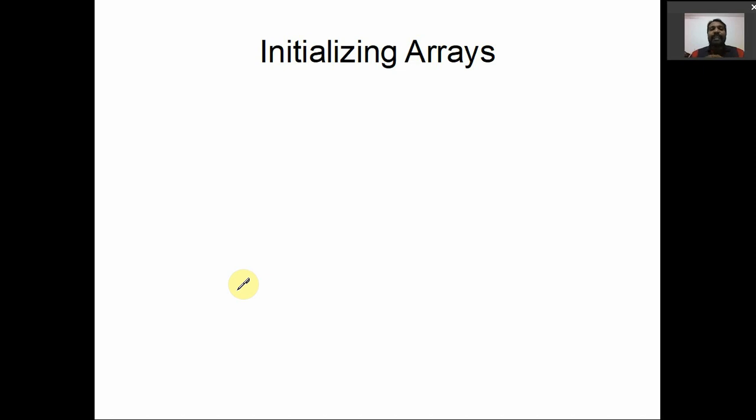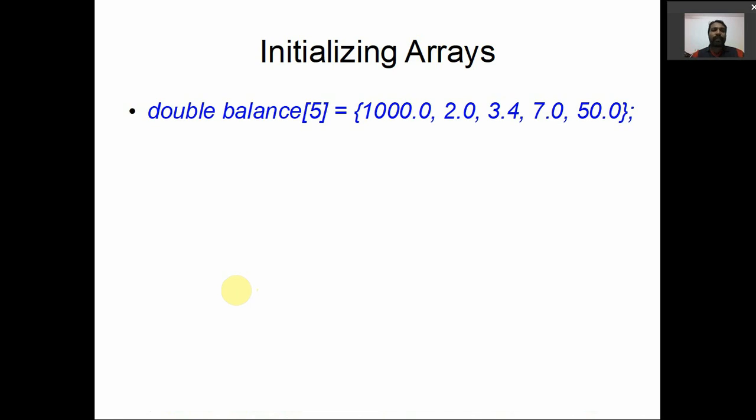Next is how to initialize these arrays. In the variables case, we have seen how to initialize variables when we declare them. We used to specify int a equal to 5 or int sum equal to 0. Similarly, we can initialize arrays also when we declare. This is an example to initialize the balance array. Balance is of double type with 5 elements, and the 5 elements can be initialized using braces. Within braces, we can give 5 values separated with commas.